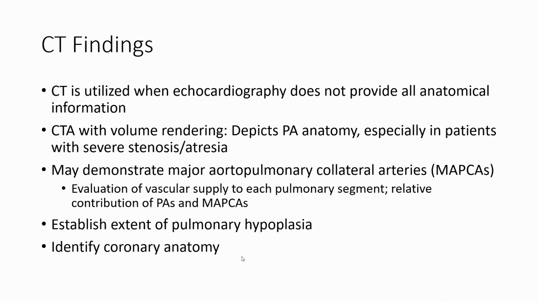CT findings. CT is utilized when echography does not provide all anatomical information. CTA with volume rendering shows pulmonary artery anatomy, especially in patients with severe stenosis or atresia, may demonstrate major aortopulmonary collateral arteries, MAPCAs, establishes the extent of pulmonary hypoplasia, and identifies coronary anatomy.